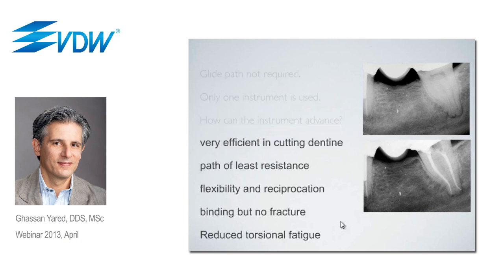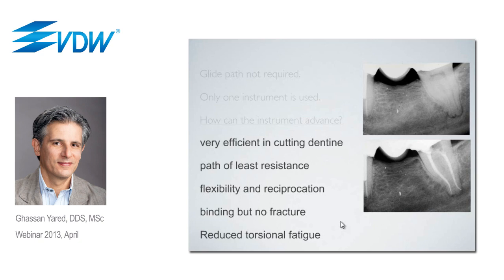That is because of several factors. The Reciproc instrument is very efficient in cutting dentine. So when we use this instrument, it will cut very efficiently. This is probably one of the most efficient instruments. I don't know if you are familiar with the M2 instrument. The M2 instrument is a rotary instrument which also has a great cutting ability. The Reciproc instrument has a similar design to the M2 instrument.